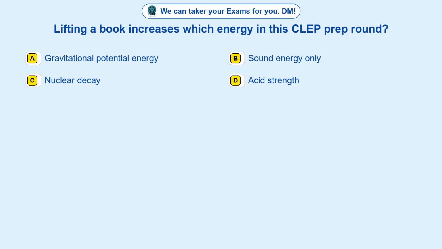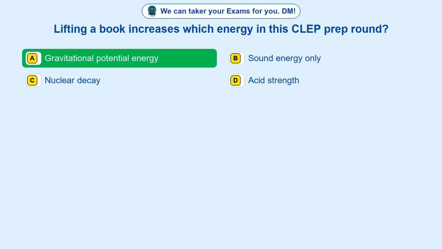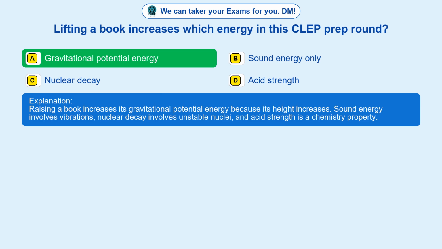Question 61. Lifting a book increases which energy in the CLEP prep round? Option A, gravitational potential energy. Option B, sound energy only. Option C, nuclear decay. Option D, acid strength. The correct answer is option A, gravitational potential energy. Raising a book increases its gravitational potential energy because its height increases.